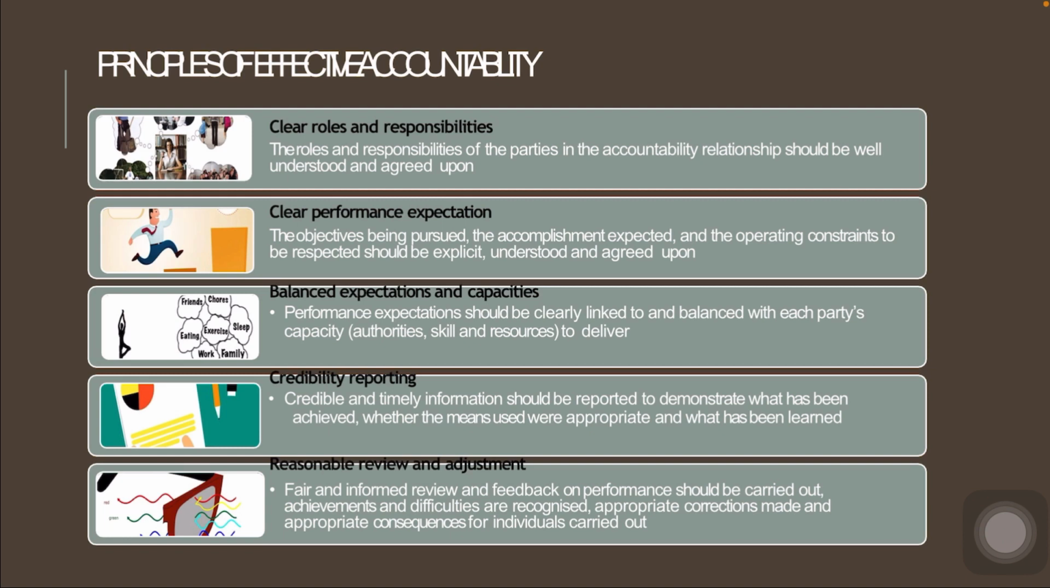Maksudnya the whole team will be accountable. Next, an effective accountability must have clear performance expectations. Maksudnya you dah predict dah you punya output secara jelas. So the objective being pursued, the accomplishment expected, and also the operating, ataupun kita kata the way you conduct, constraint to be expected should be explicit, understood and also agreed upon.